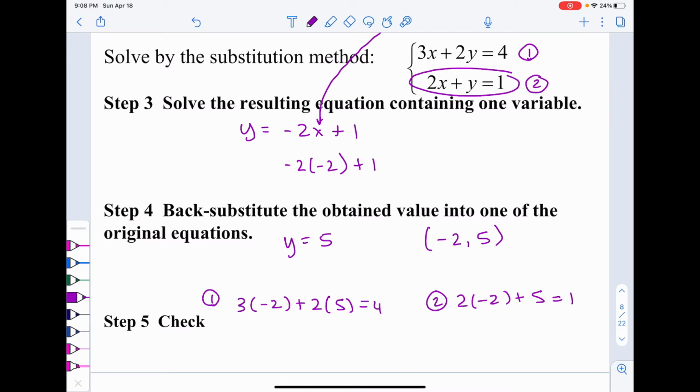So if we double check, make sure that it works, we'd end up with that first equation, negative 6 plus 10 is equal to 4. That works. Second equation, negative 4 plus 5 is equal to 1, and we know that that works. Nice and easy. You should not really be confused on any of that.